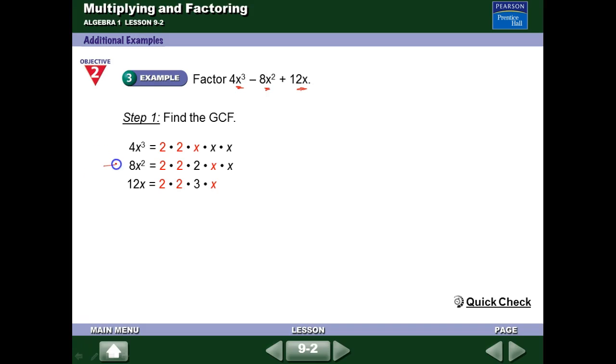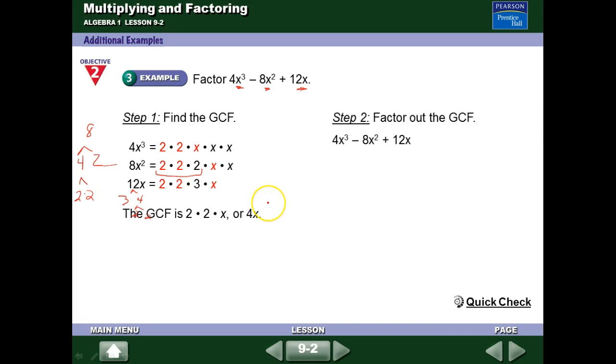Same thing for 8x squared. Break 8 down. What is 8? Well, it's 4 times 2. I can break 4 down, which is 2 times 2. So it's really 2 times 2 times 2, which you can see here. X squared is x times x. 12. How do I break 12 down? Well, that's 3 times 4. 3's prime. 4 is 2 and 2. 2 times 2 times 3 times x. So what is common in all of them? You can see this in red, and there's two 2's in everything, and then there's an x in everything. So it's 4x is my greatest common factor.